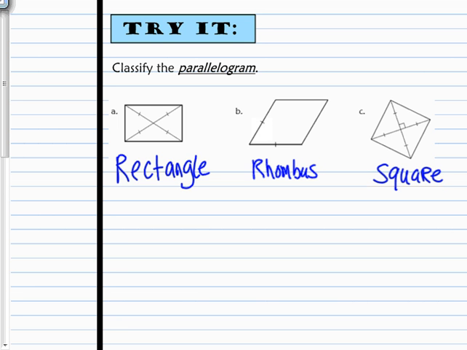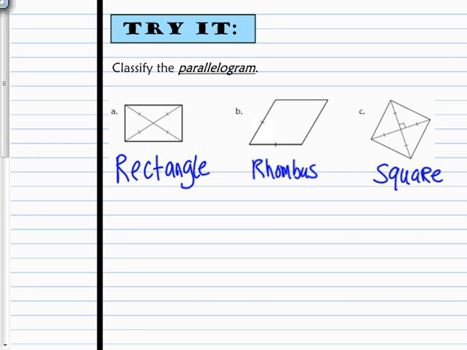Letter B is a rhombus. All we know is that all the sides are congruent. We know nothing about their angles, so it has to be a rhombus. And letter C, we know this is a square. Not only are the diagonals congruent, which is something rectangles have, but the diagonals are bisecting perpendicularly, which is a rhombus trait. So it has a rectangle trait and a rhombus trait, so it must be a square.